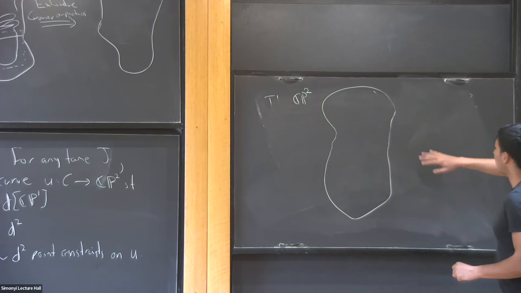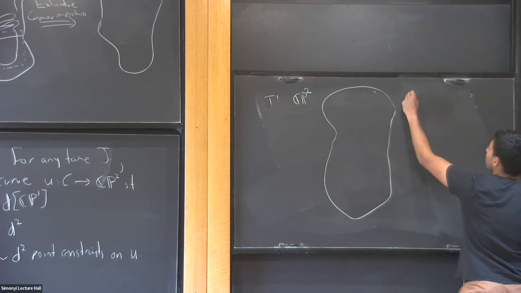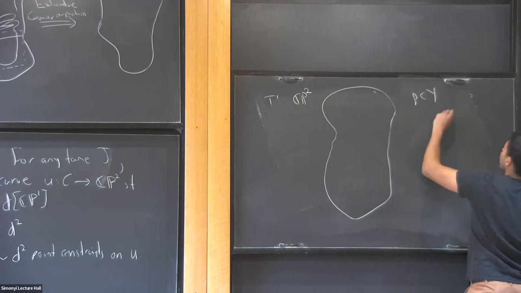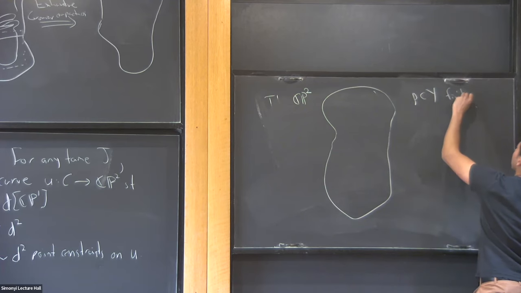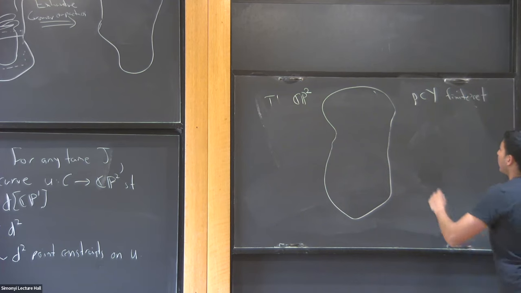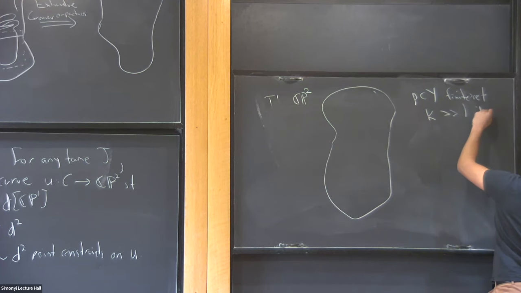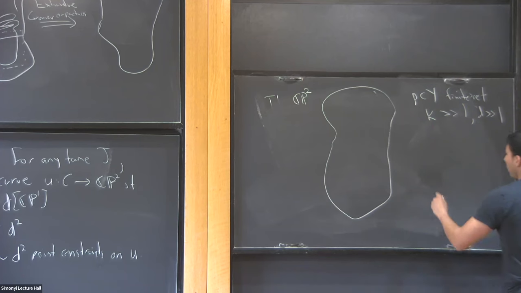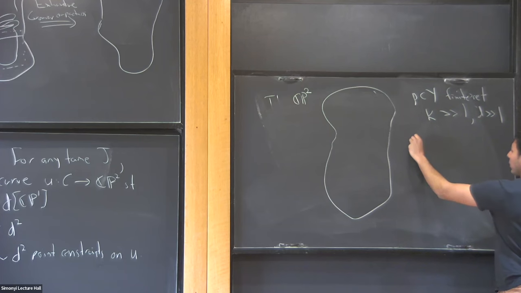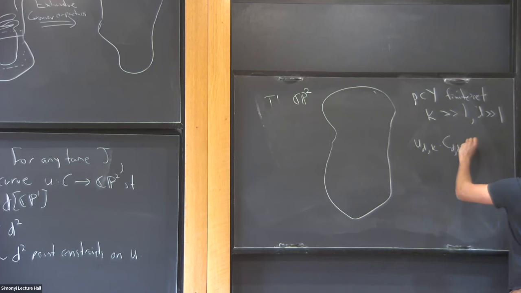All right, so I'm going to fix some additional data. I'm going to fix some finite set of points P inside Y, and some k greater than one, and also some d, which is much greater than one. And for each choice of this data, I'm going to have some curve u_{d,k}. And the curve is going to look like this.